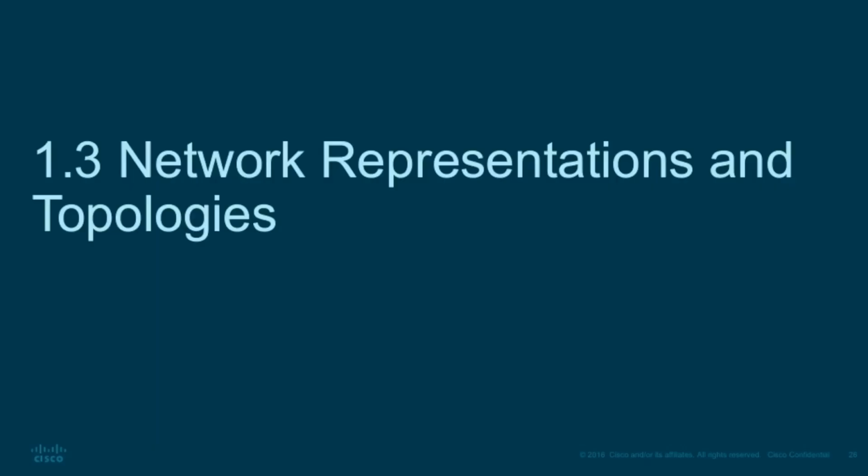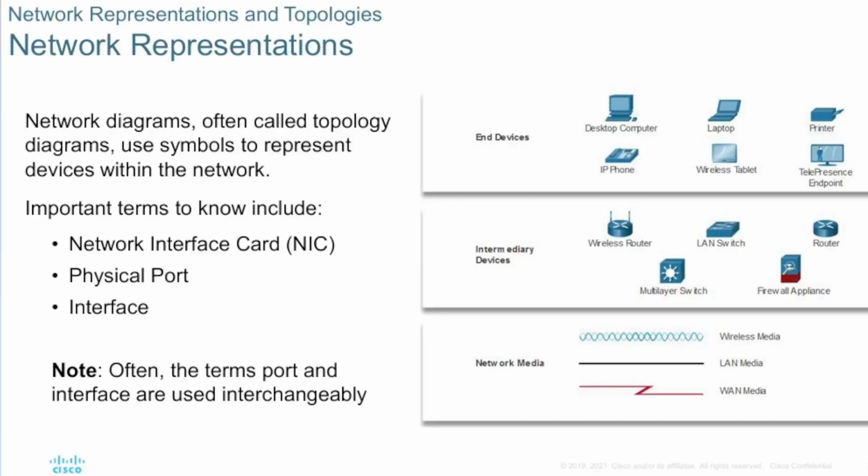To understand how networks work, it helps to visualize them. In this section, we'll look at how networks are represented in diagrams and go over some key terms that describe network connections. Network topology diagrams are like maps of a network. They show how devices connect and communicate. You'll often hear the terms NIC, port, and interface, and they're often used interchangeably. Here's what they mean.